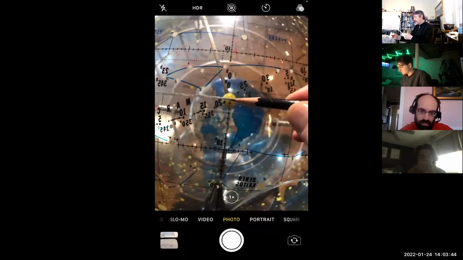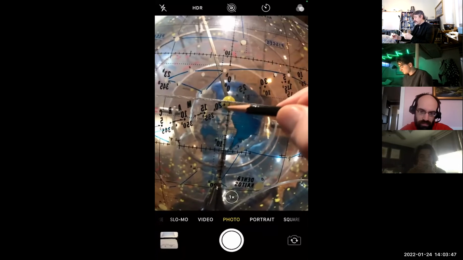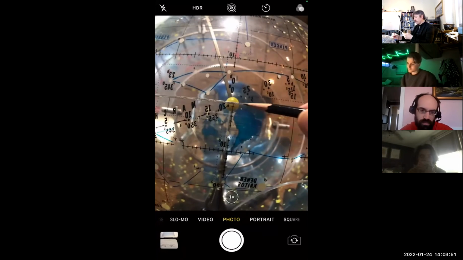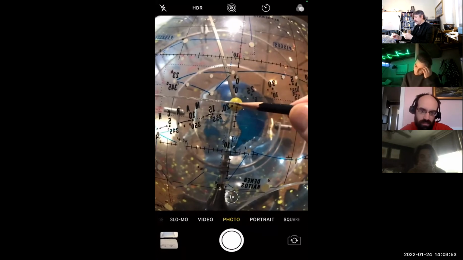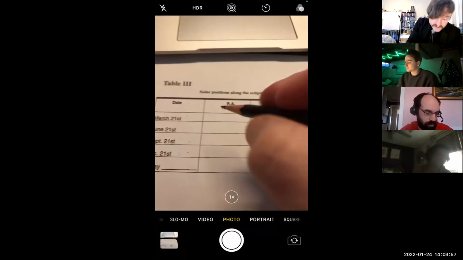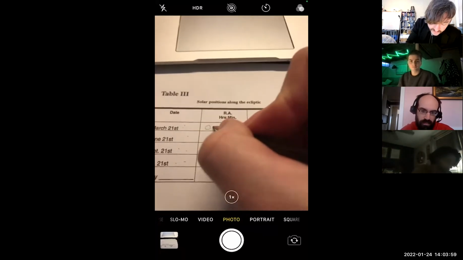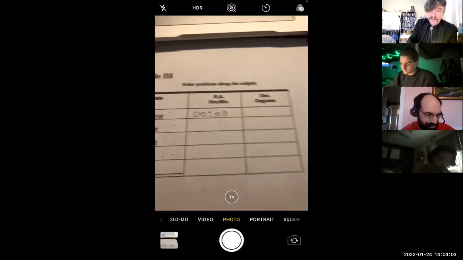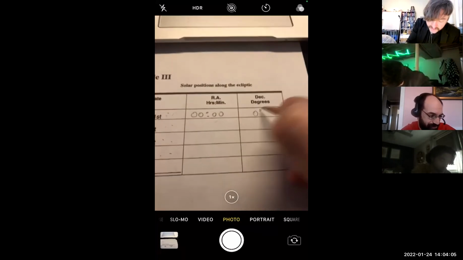You'll notice that on March 21st, the right ascension of the sun is 0 hours, but it's also on the celestial equator, so its declination is 0 degrees. So the right ascension of the sun on March 21st is 0 hours. We write it like this when we do right ascensions, and 0 degrees.